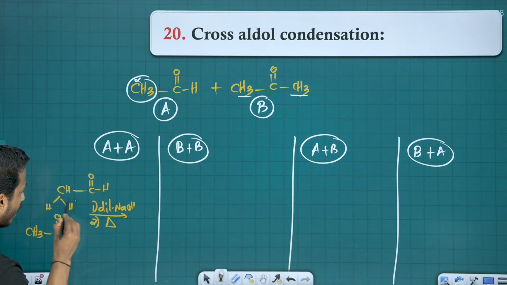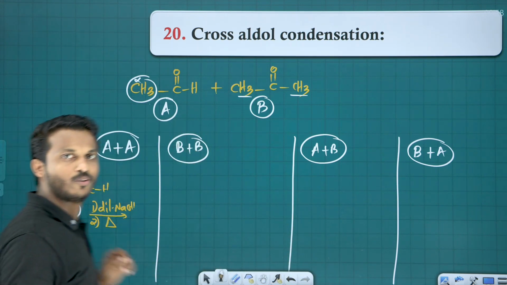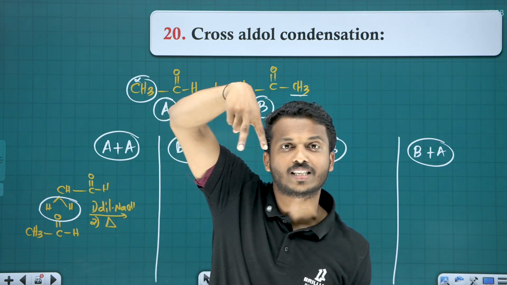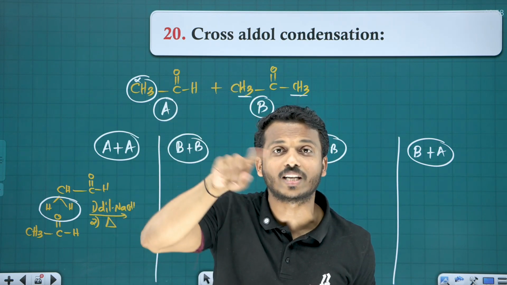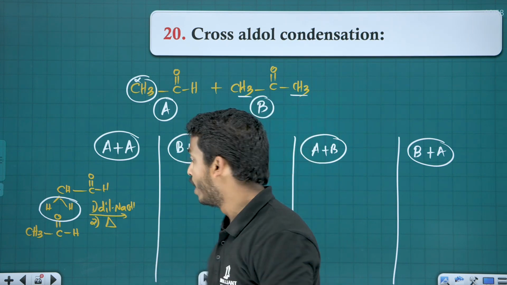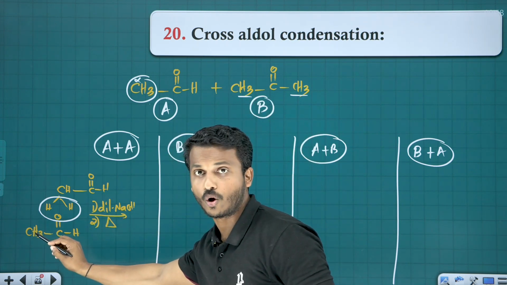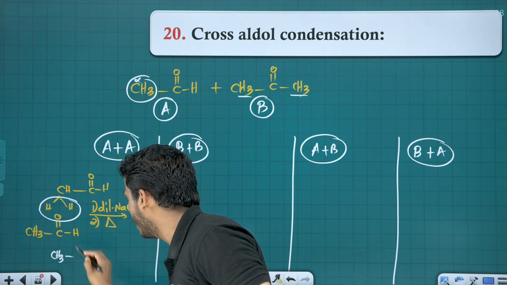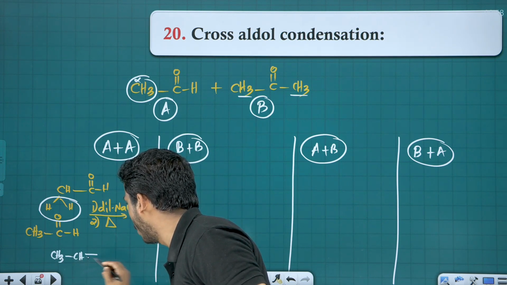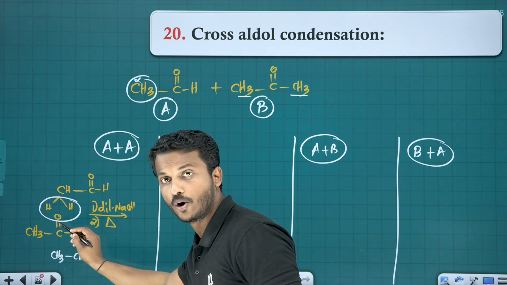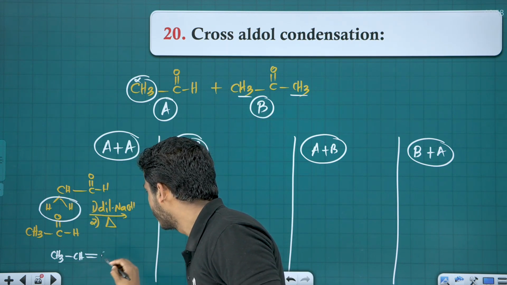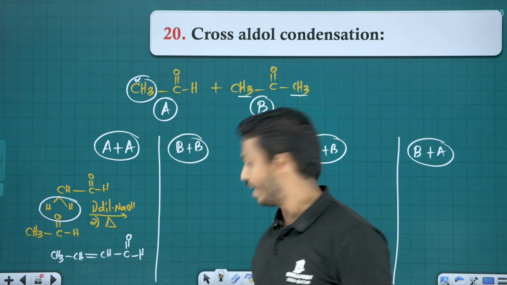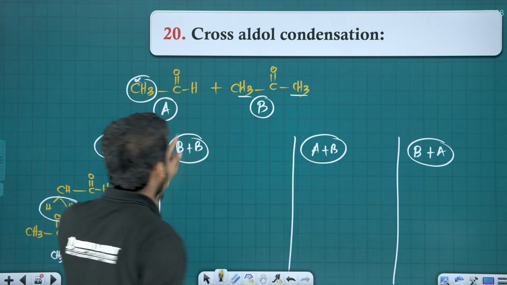Simple, all we do is cut the H2O. For that, to cut H2O, I told you to write like that. First compound, write down the 2 alpha hydrogens. Second compound, write the oxygen up. And just cut the H2O. Can you just join them? I'm starting from here, okay? So the product is CH3, CH, double bond, CH, CHO. Ready?